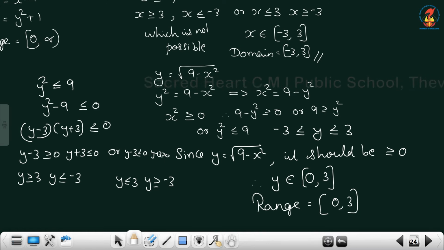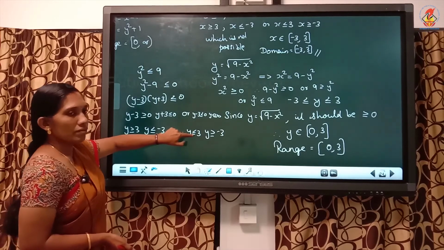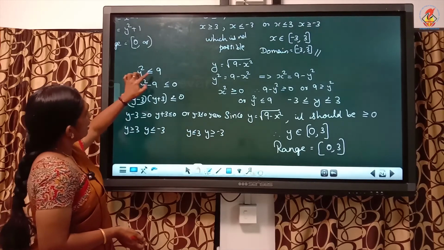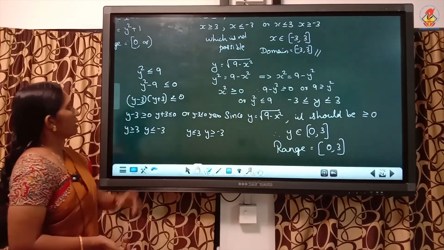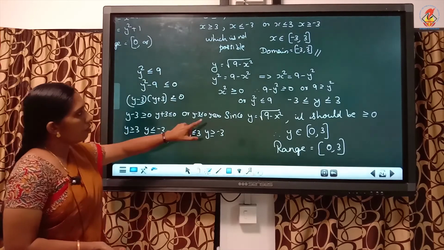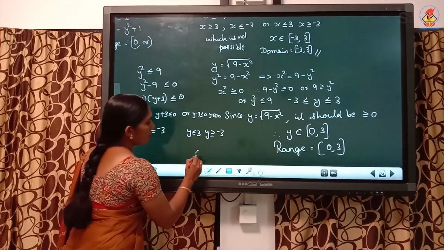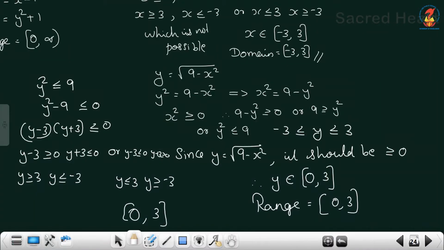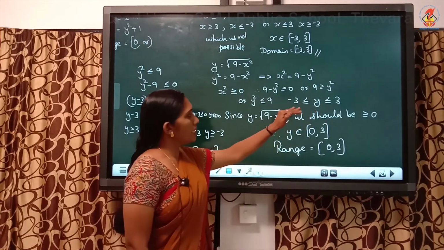When you take y equal to 3, you will get 0 value. When you take 2 or 1, y square is less than or equal to 9. That is correct. Y greater than or equal to minus 3 is also possible, but y means root of this, so it cannot be negative. That's why we take from 0 to 3. The negative value you have to neglect. Those who can write directly, if y square is less than or equal to 9, then only you can write like this. So better you learn this.